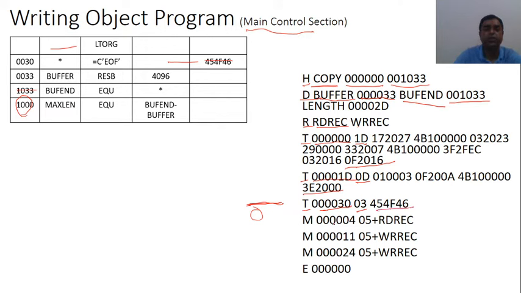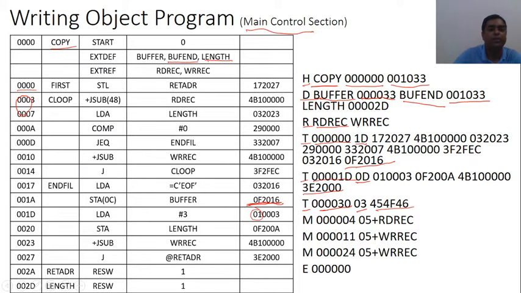Now we have to write the modification record. Just look into this, where the modification is required. You know that here I have just filled 0 because we don't know the value of RDREC. And here also I have filled 0 because we don't know the value of WRREC, because it was in the EXTREF section. And here also we don't know the value of WRREC, so 0 is filled here.